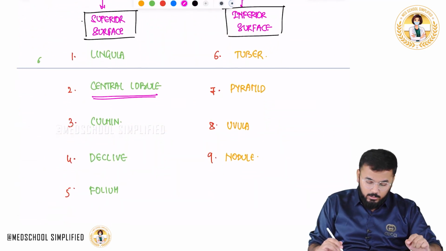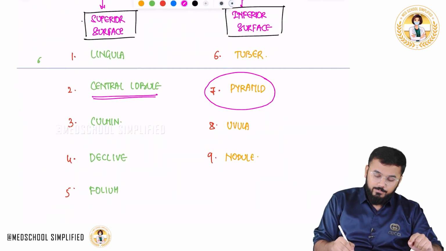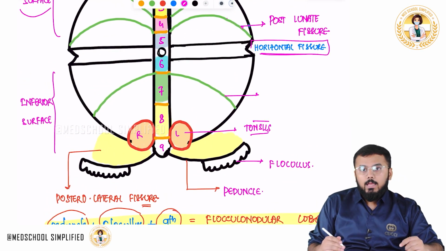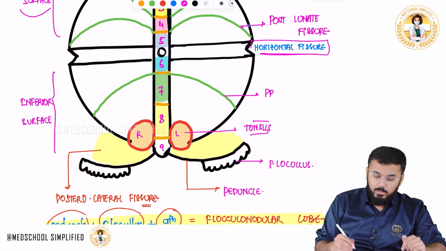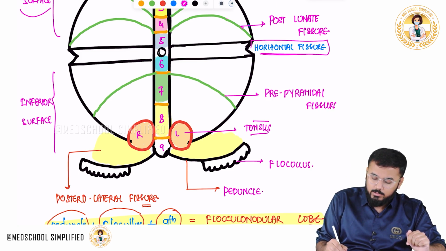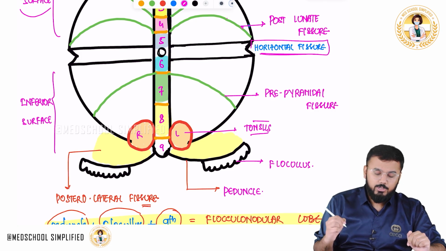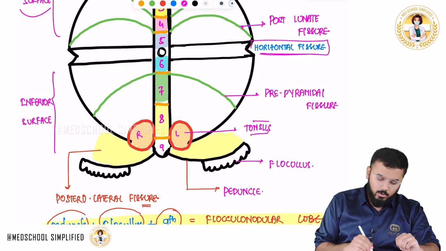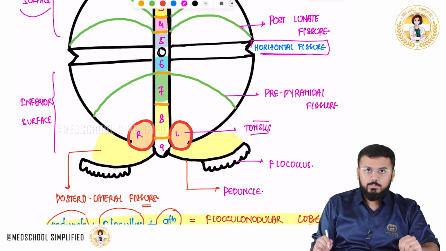And after that, what is this particular fissure present just below the sixth lobule called? Look at what the seventh one is called. The seventh one is called the pyramid. Is this fissure present after the pyramid or before the pyramid? It is present before the pyramid, so you call it the pre-pyramidal fissure. And obviously these two are called the tonsils.